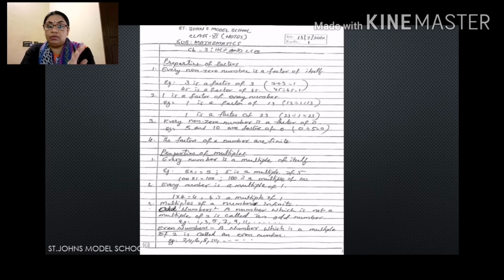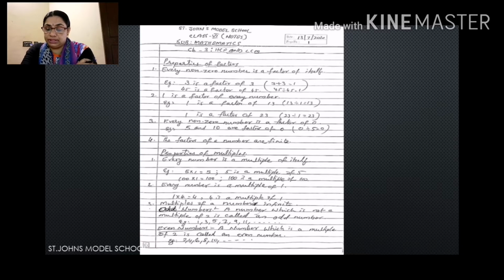Second property: 1 is a factor of every number. As you know, every number comes in the table of 1. Third property: every non-zero number is a factor of 0. As you know, 0 multiplied by any number is 0 only. Fourth property: factors of a number are finite. There are a countable number of factors for a particular number.